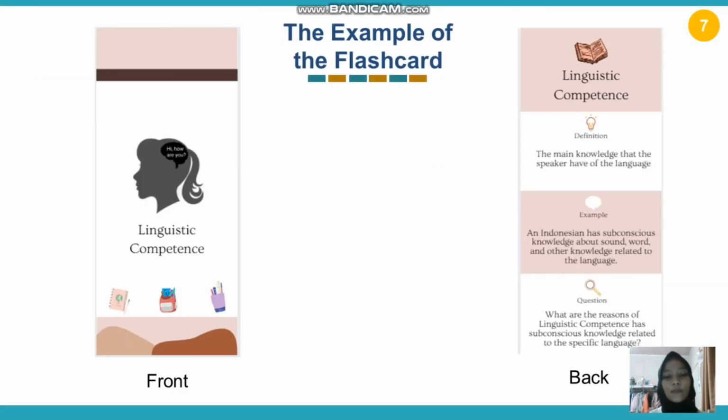And here is the example of the flashcard. On the flashcard, there is a picture related to the term, and then the term that should be guessed by the student. And on the back of the flashcard, there is the term, the definition of the term, the example of the term, and also a question related to the term.